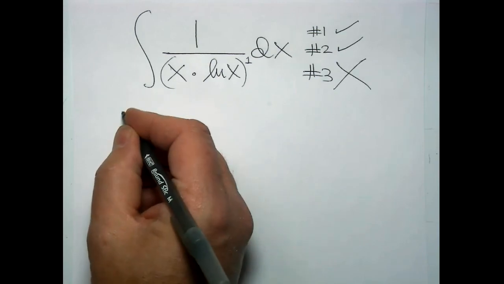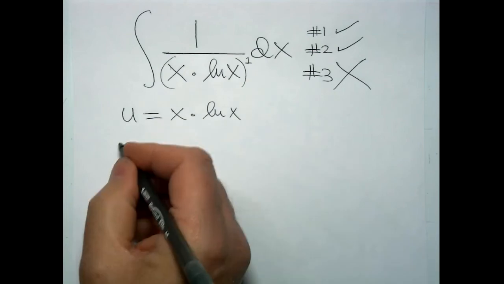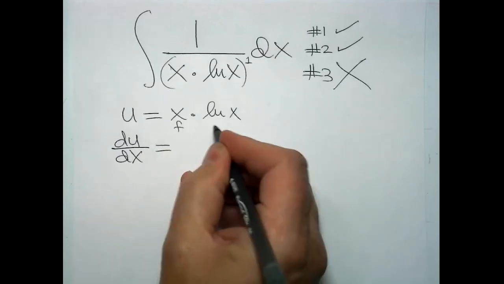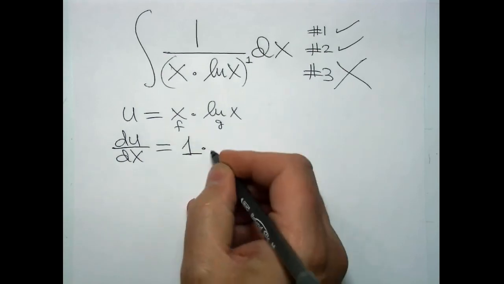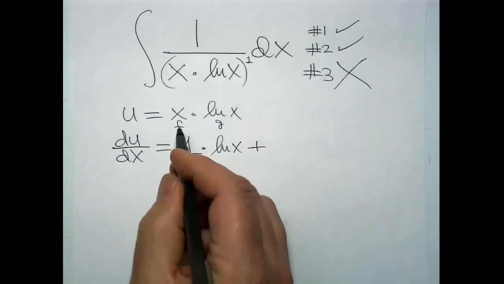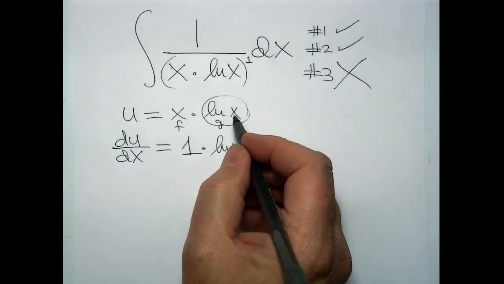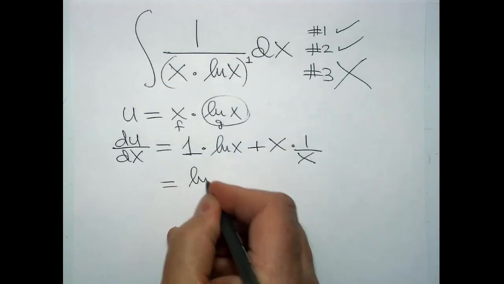So what's the other way to do this? The other way is say u equals denominator. Maybe. And we've got to do du dx. Okay, well, f prime g plus f and g prime. You know what g prime is? That's the derivative of the natural log. So it's an interesting little result.